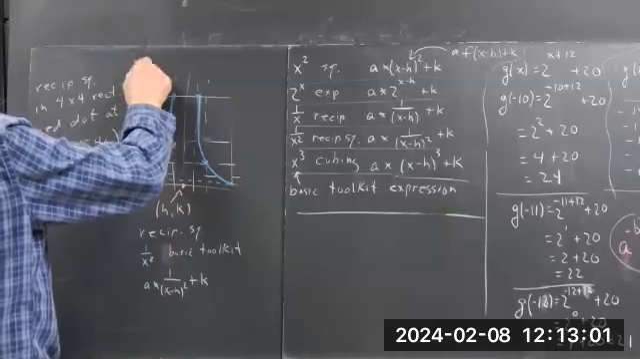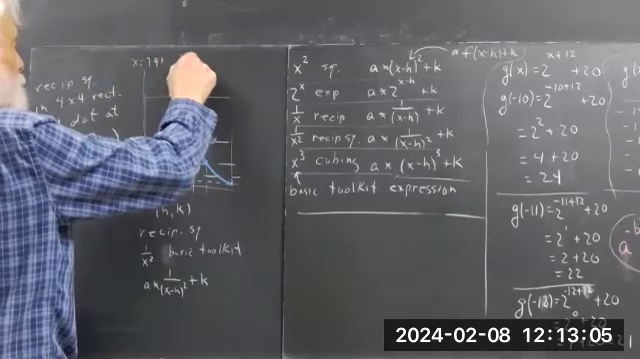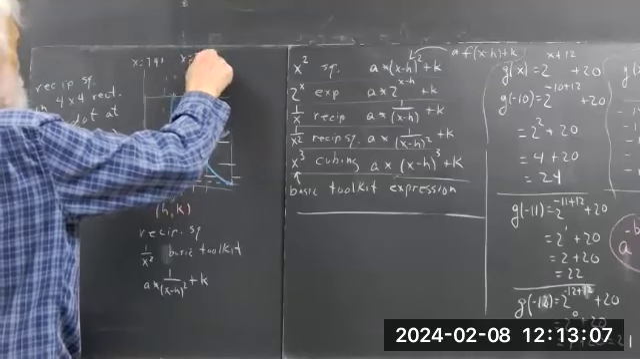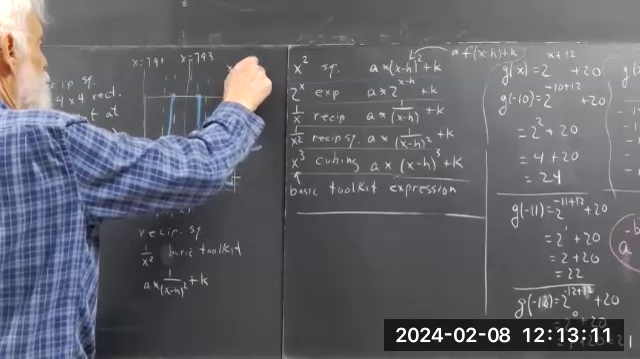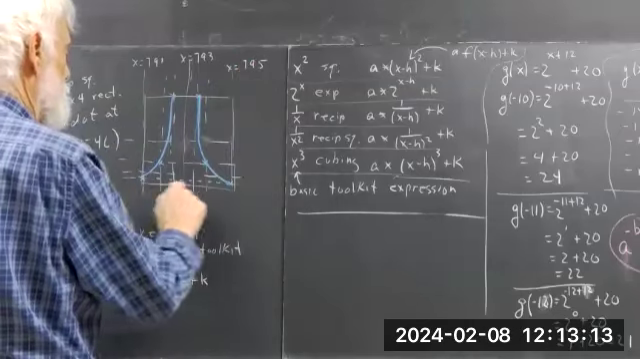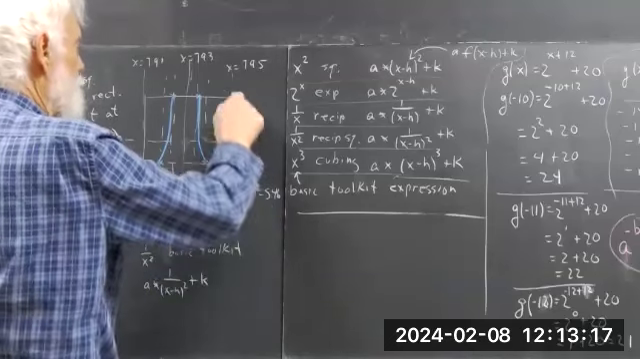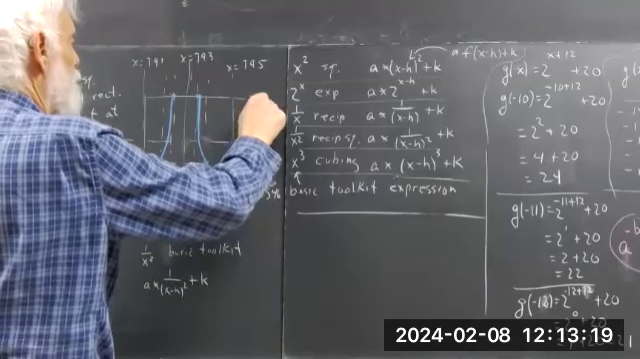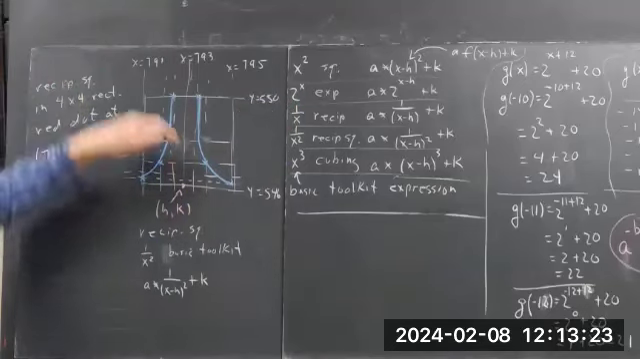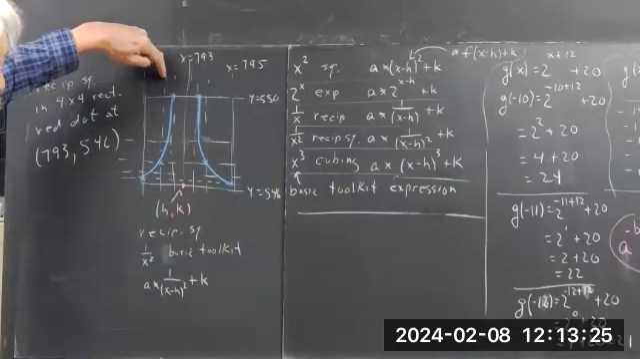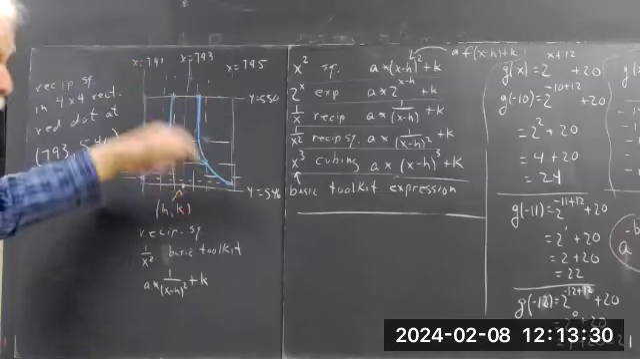Here X equals 791. Here X equals 793. Here X equals 795. Here Y equals 546. Here Y equals 550. And then your other lines are going to be 792, 792 and a half, 793 and a half, 794, and so forth. Okay.